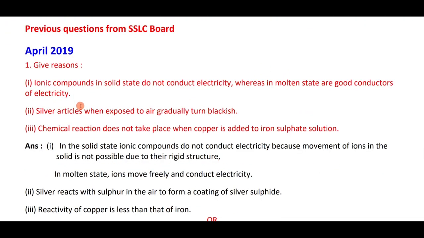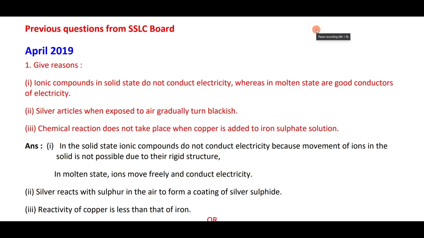First question, give reasons. Ionic compounds in solid state do not conduct electricity, whereas in molten state they are good conductors of electricity. In solid state, ionic compounds do not conduct electricity because movement of ions in the solid is not possible due to the rigid structure, whereas in the molten state, ions are free to move and conduct electricity. Ions are responsible for the conduction of electricity.